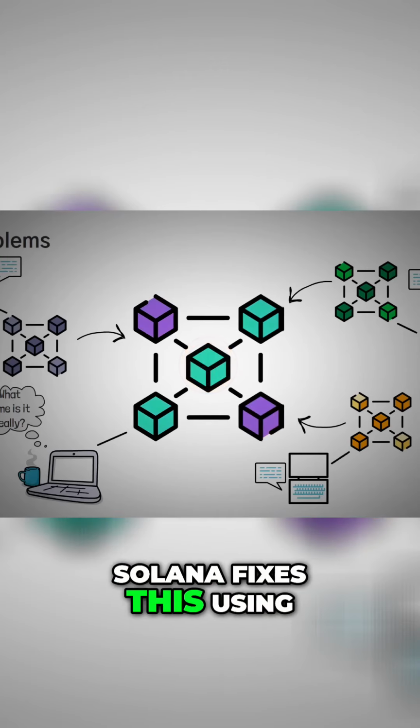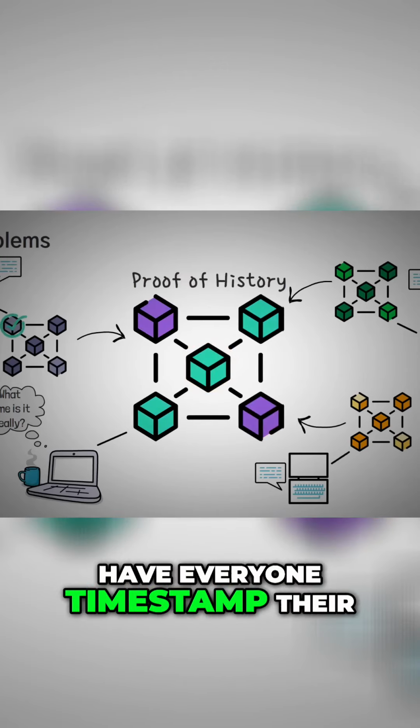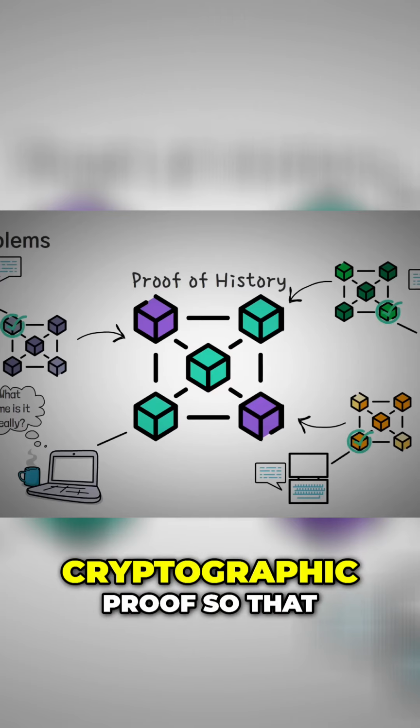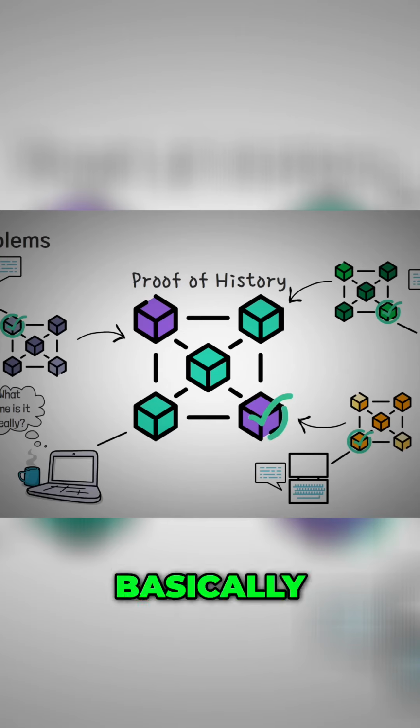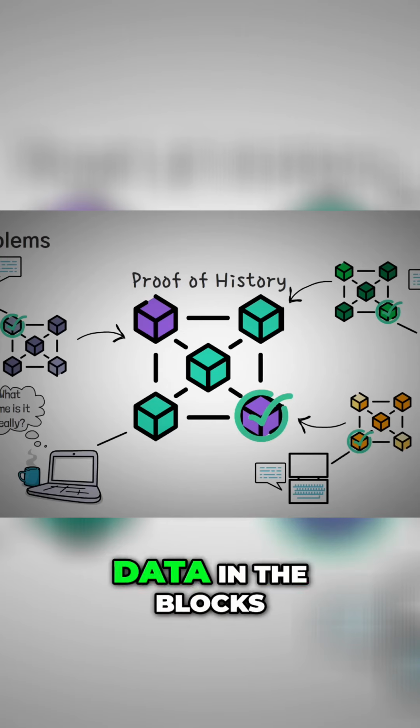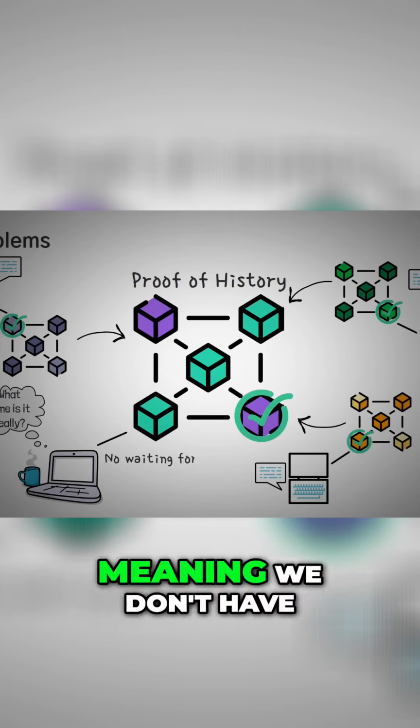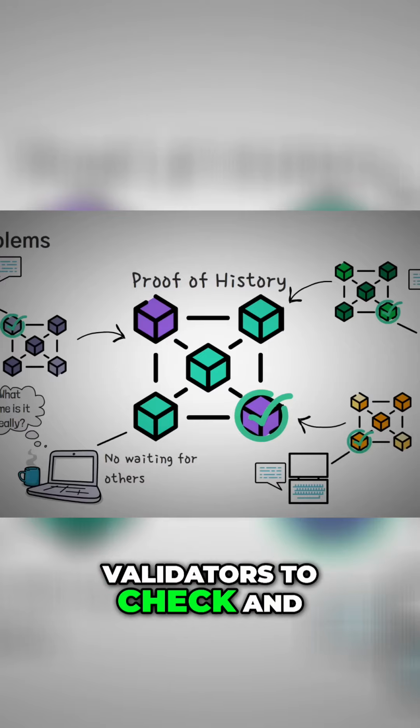Solana fixes this using proof of history to have everyone timestamp their blocks and use a cryptographic proof so that they don't have to wait on everyone to agree on the time. Basically, we can agree on the organization of the data in the blocks after the fact, meaning we don't have to wait for other validators to check and approve our work.